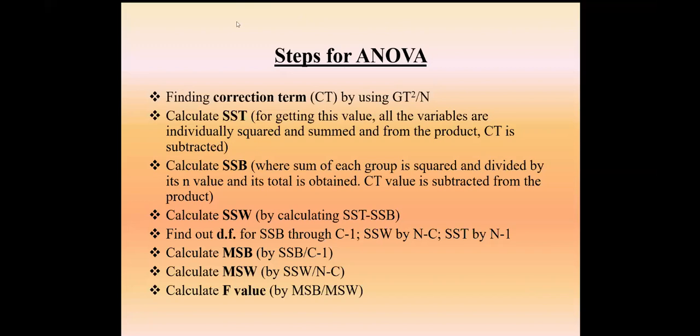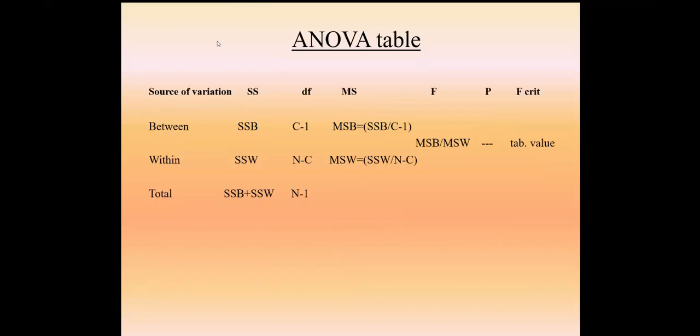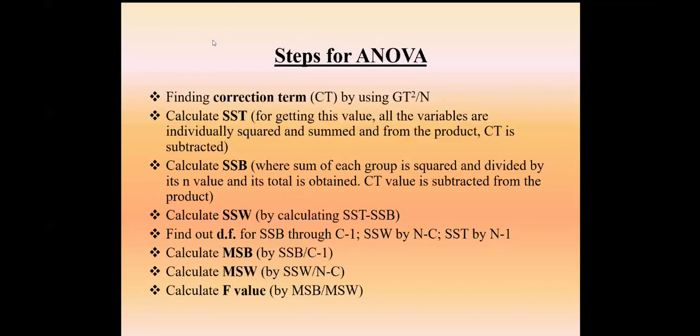So total sum of square is called SST. Now this SST can be obtained by squaring every individual value, taking their total, and from that total the correction term value will be deducted, or subtracted.